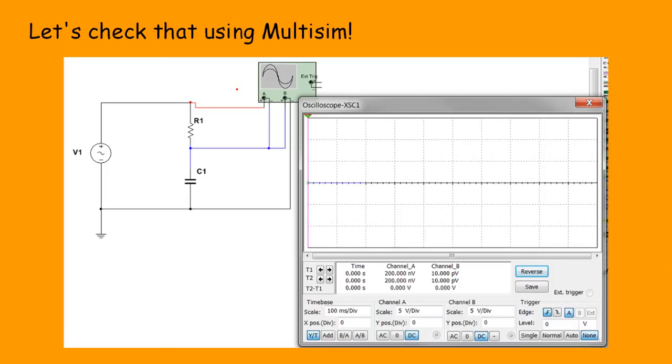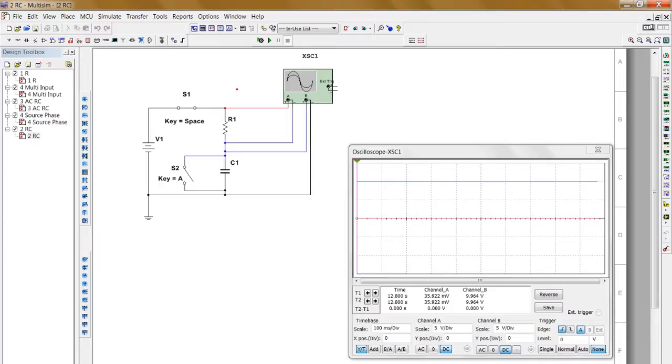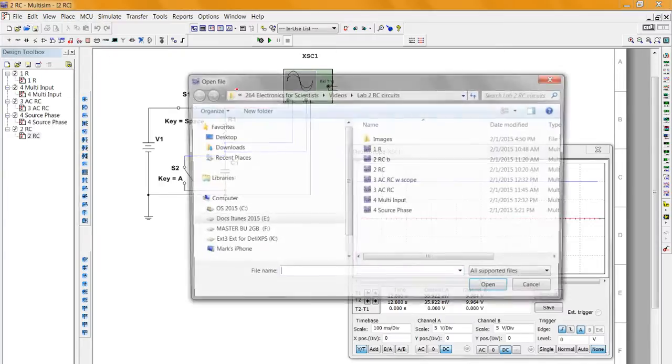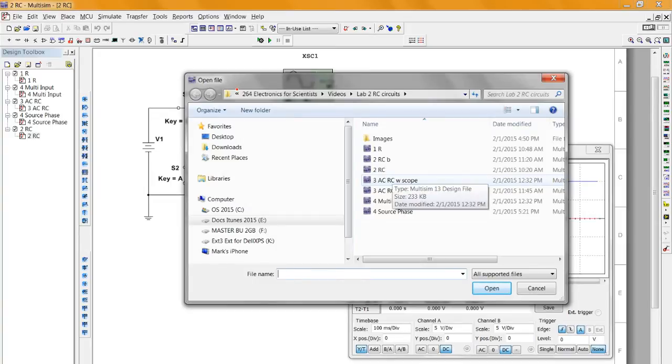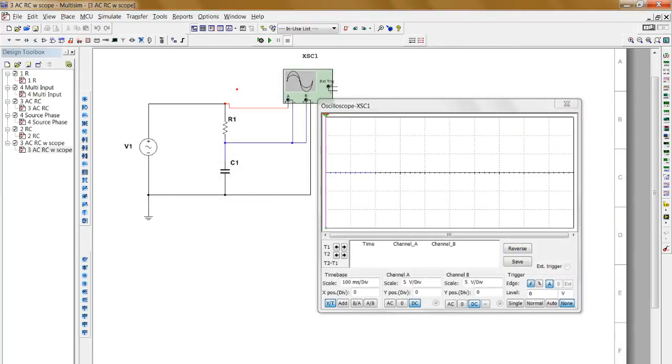And before we go into that, let me just mention that with Multisim, I guess I am going to check that. I was a little ahead of myself there. So let's go into switch programs again. Go into Multisim and see if we can load up the right one. AC, RC with scope. I think that's this one. Okay. As soon as it's ready, there we go.